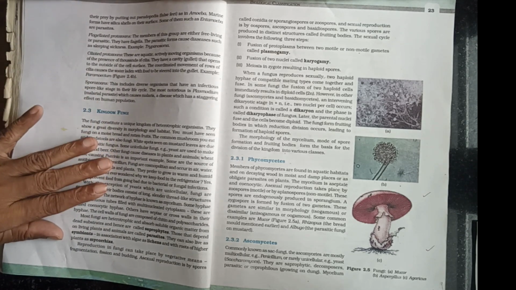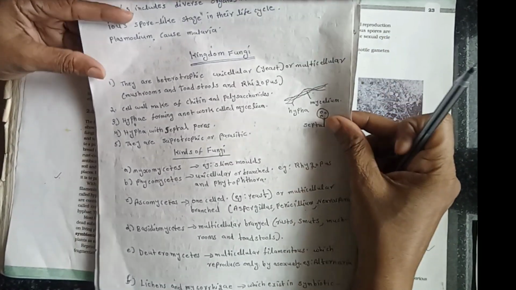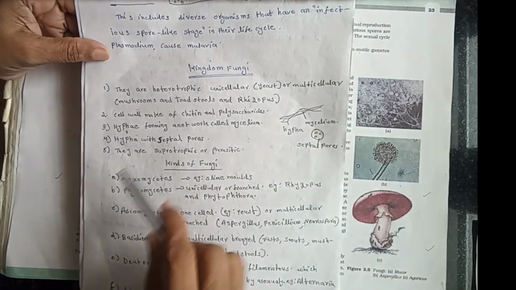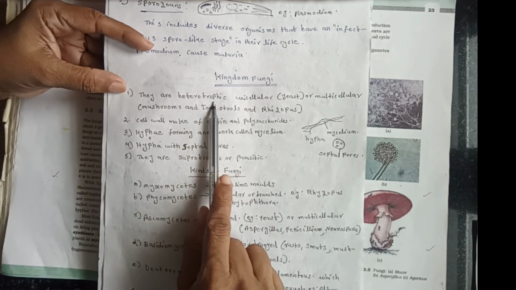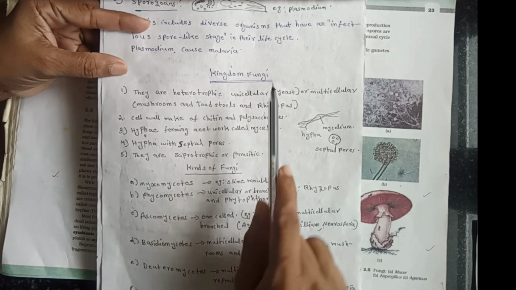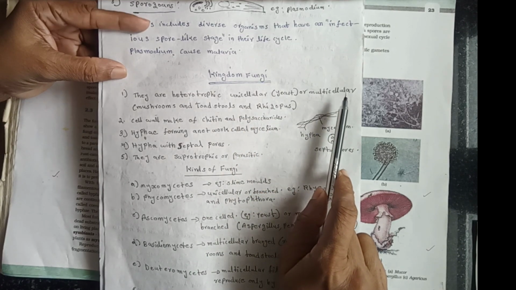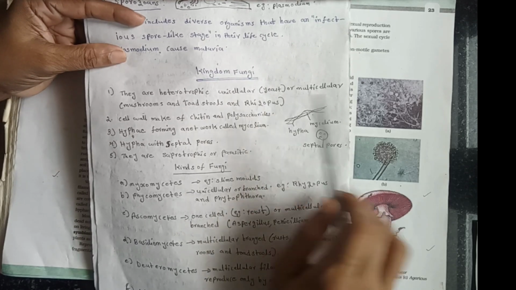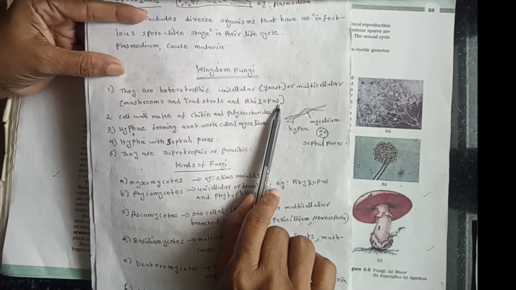Next, kingdom Fungi. There are different types of members in kingdom Fungi, and we can discuss them. Kingdom Fungi has some common characters. They are heterotrophic, depending on other organisms for nutrition, and unicellular or multicellular. An example of a unicellular member is yeast, and examples of multicellular are mushrooms, toadstools, and Rhizopus, bread mold.